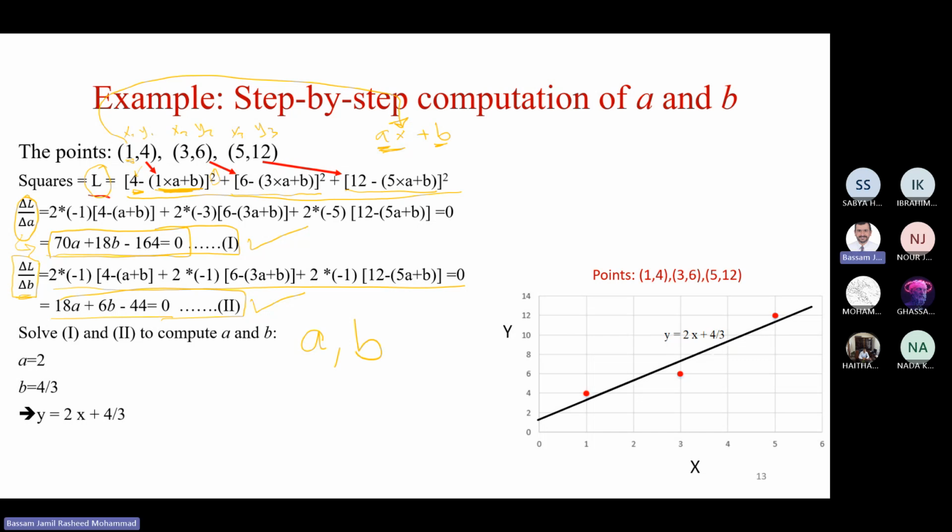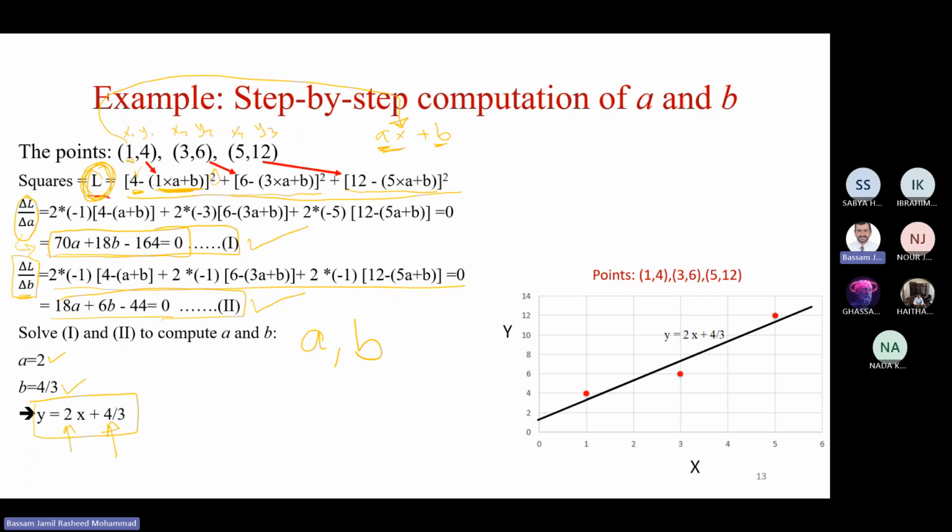If I solve these equations, I'll get A equals 2 and B equals 4 over 3. So these are the values. Now this becomes my linear model. This is A, and this is B. This is my linear model, which does what? It minimizes my loss function, which is the sum of the squares of the errors.